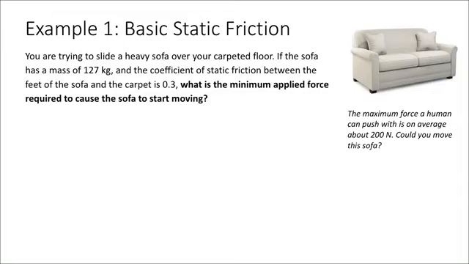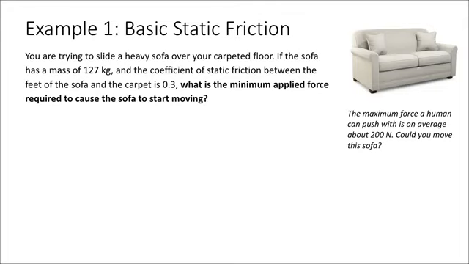Alright, so let's say that you're trying to slide a heavy sofa over your carpeted floor. Your sofa has a mass of 127 kilograms, and the coefficient of static friction between the feet of the sofa and the carpet is 0.3. What is the minimum applied force that you would need to push on the sofa with to cause it to start moving? Now, it asks for the minimum applied force.